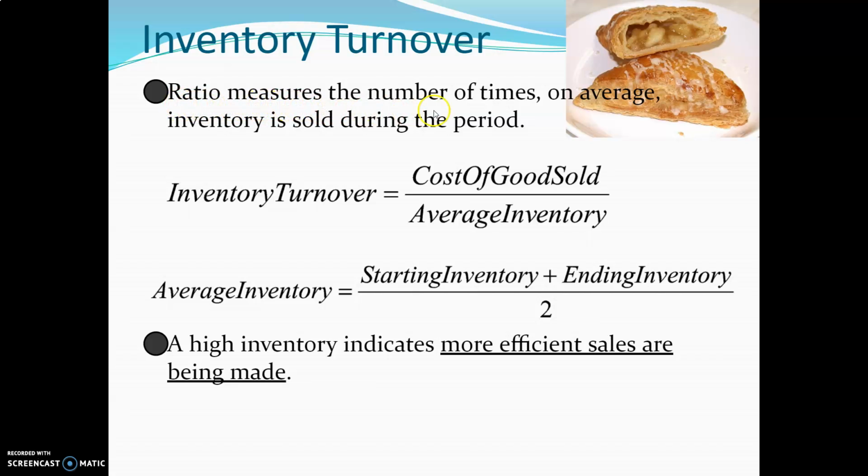This ratio measures the number of times on average inventory is sold during the period. So inventory turnover is the cost of goods sold divided by the average inventory. And how exactly do we calculate average inventory? We've got the starting inventory plus the ending inventory divided by 2. And the higher the inventory turnover, the more efficient the sales being made.